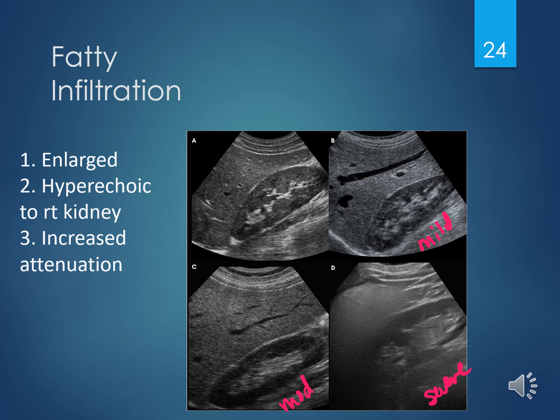Fatty infiltration, sonographically, we're seeing 3 things. 1, that liver's enlarged. 2, it's hyperechoic to the right kidney. 3, it's increased attenuation. Here's a nice comparative set of images where there's normal, mild, moderate, and severe fatty infiltration.